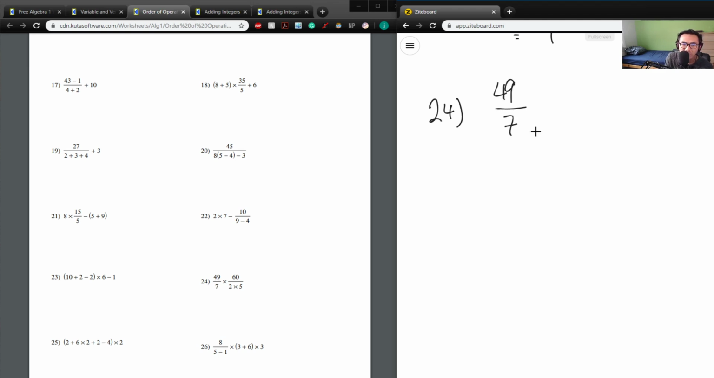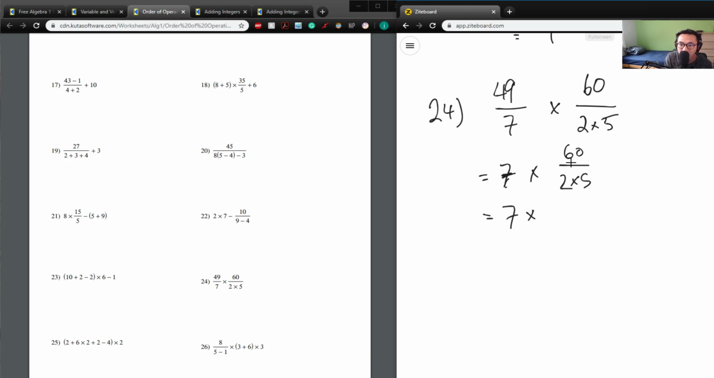So 49 divided by 7 times 60 over 2 times 5. So again, how I like to approach these things is, I have dividing and multiplying, right? So they're all in the same level of order of operations. So I would ideally work from left to right, right? So again, 49 divided by 7 here is simply 7 times, and then what I have here is 60 divided by 2 times 5.